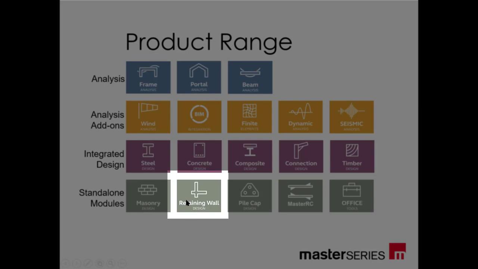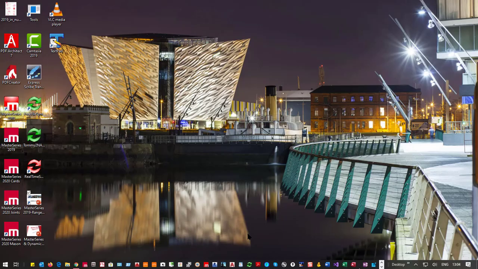The nice thing about the software is it's modular. You only buy what you need. So if all you need is retaining walls, that's all you need. If all you need is masonry wall panels, that's all you purchase. So it's very simple. I'm just going to skip out of that.